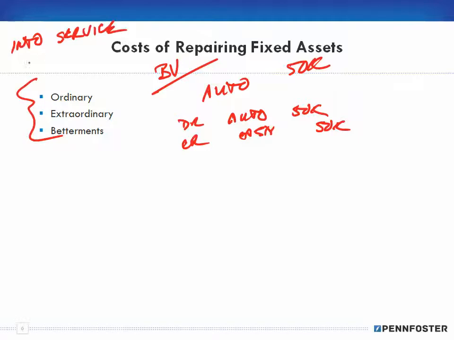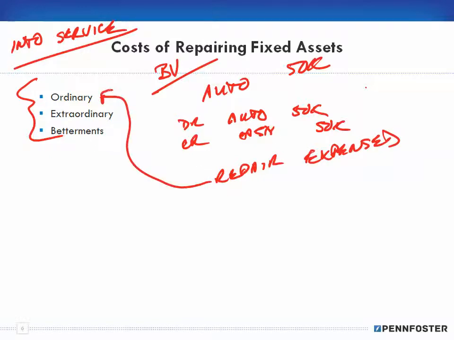Remember, what we're talking about is when the asset goes into service. Once it goes into service, if it needs to be repaired, it can no longer go against the book value. The repair has to be expensed. That repair is known as an ordinary repair, and an ordinary repair gets expensed.